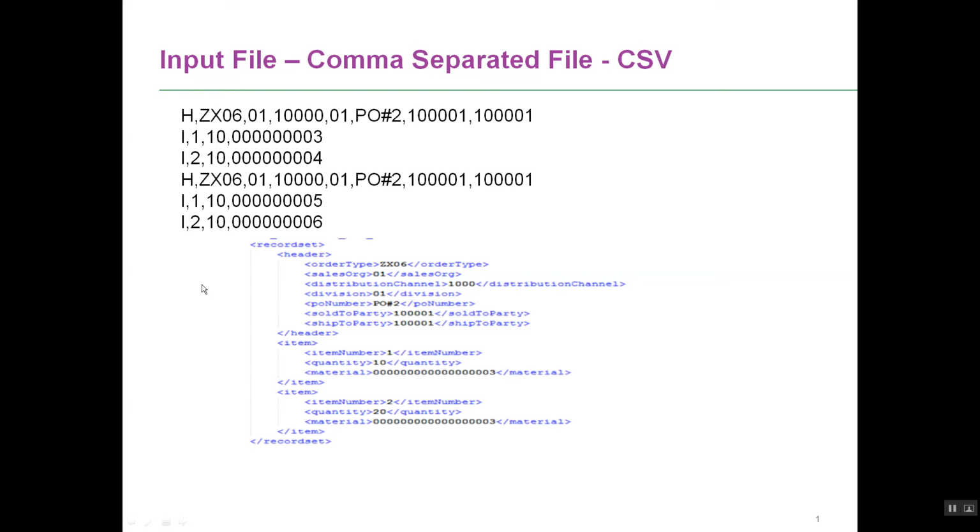So the basic idea that we are building upon is a file to IDOC scenario where the input file, instead of being an XML file, is now going to be a comma separated file. And to indicate each kind of record, you will have a key field, a field to indicate what kind of record this is. So this record begins with H, which indicates to us this is a header record. This record begins with I, which indicates to us that it is an item record, and so on.